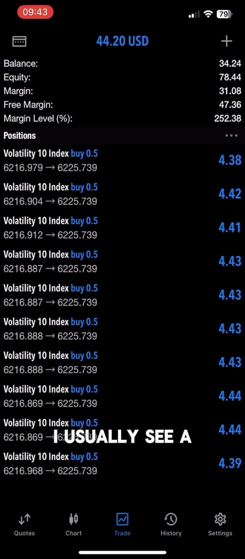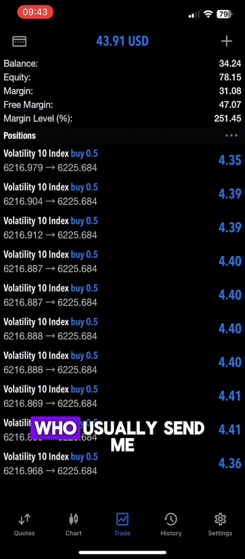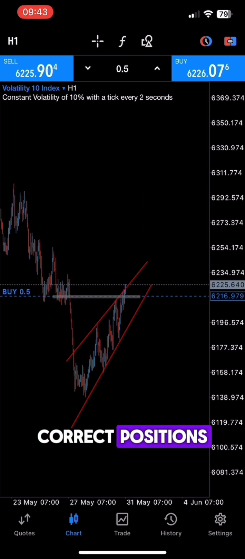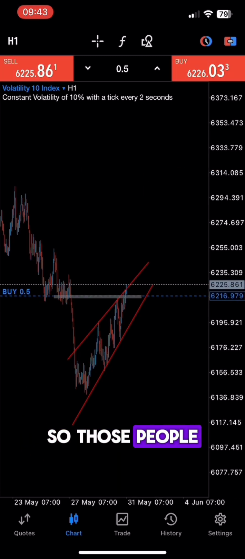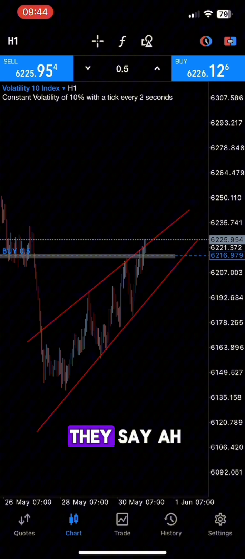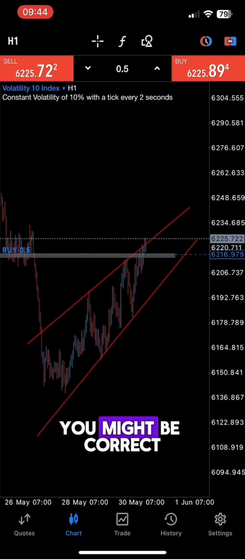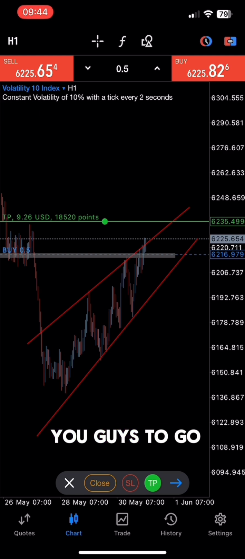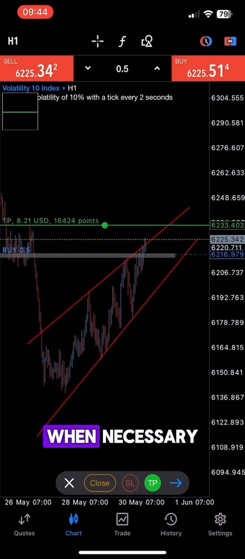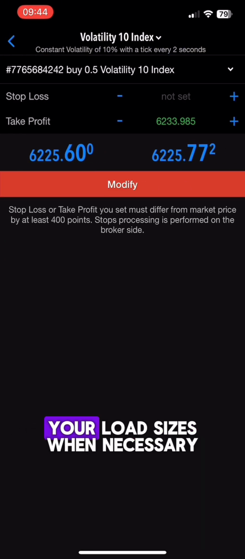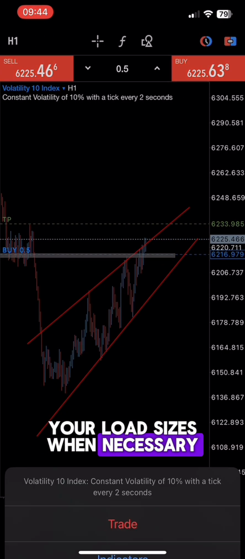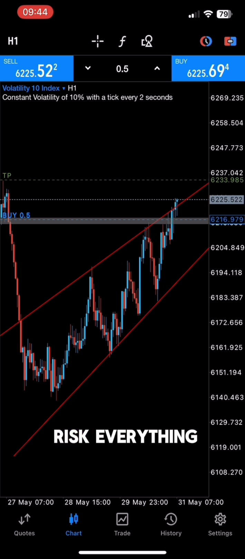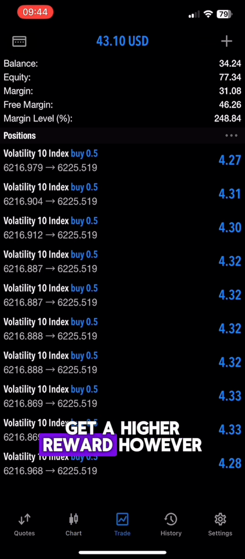I usually see a lot of people who send me correct signals, correct positions. Those people just enter one position and then they say, I was correct. Yes, you might be correct, but what did you do about it? So I would advise you to go full margin when necessary, or at least increase your lot sizes when necessary, because eventually the market is just going to beat you. So you might want to risk everything so that you can get a higher reward.